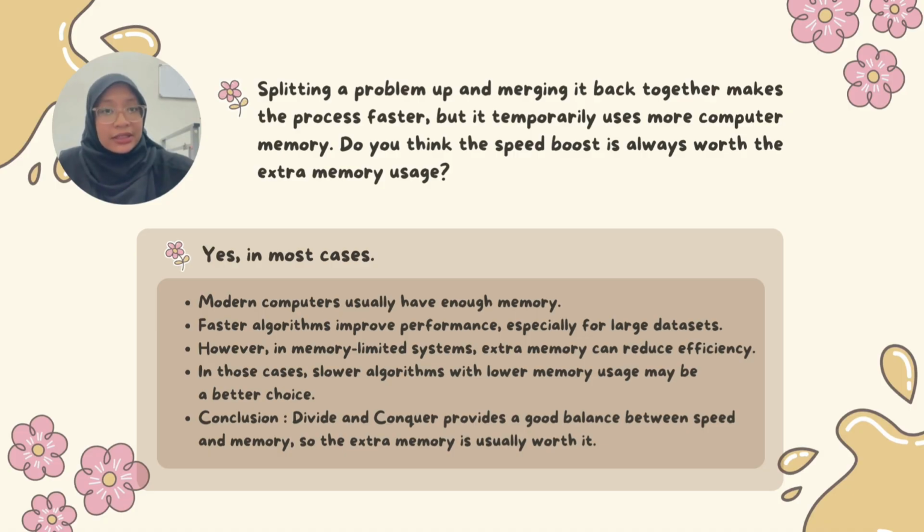Therefore, I believe that divide and conquer provides a good balance between speed and efficiency. But the best choice depends on the available memory and the type of problem that we are solving. So in conclusion, divide and conquer is an efficient way to solve large problems by breaking them into smaller parts. Merge sort is a good example because it divides, sorts, and combines the data to produce the final result.